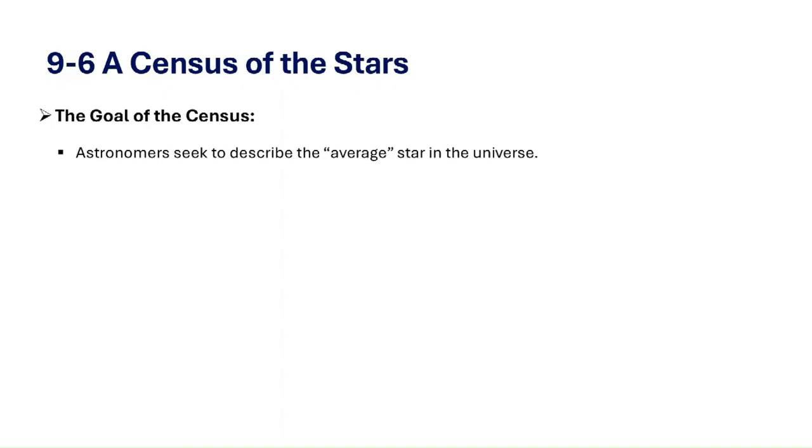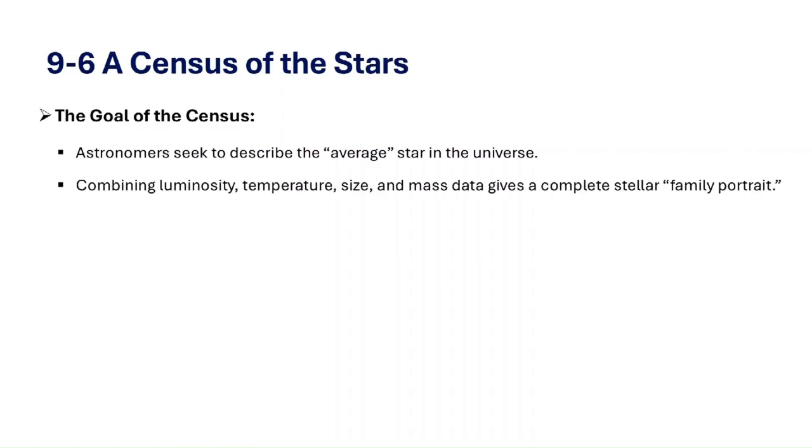Now the main goal of the stellar census is to describe the average star in the universe. So astronomers do this by measuring several properties of stars. Luminosity, or how bright the star really is, temperature, which affects the star's color, size, how large or small the star is, and mass, how much material it contains. And by combining all these measurements, we can build a kind of family portrait of stars, showing everything from small, cool red dwarfs to huge, hot blue giants.